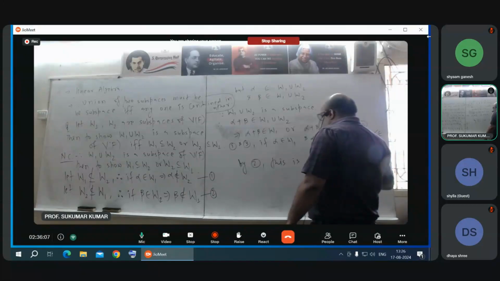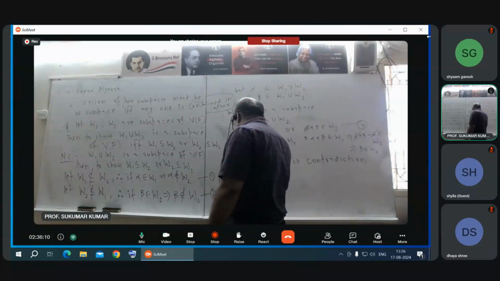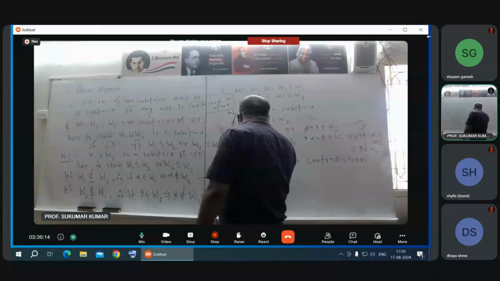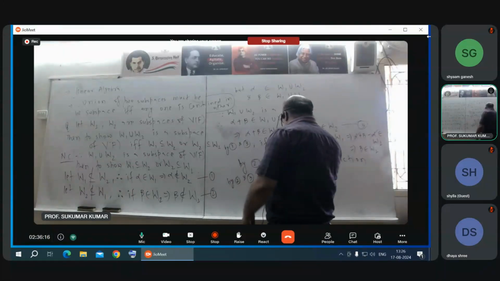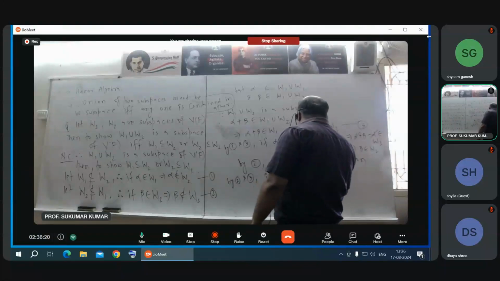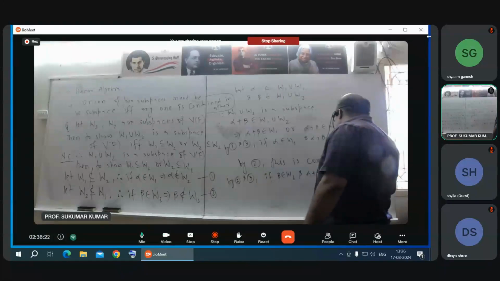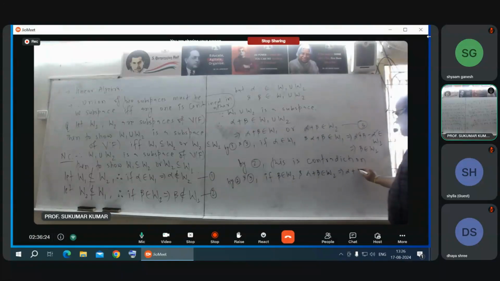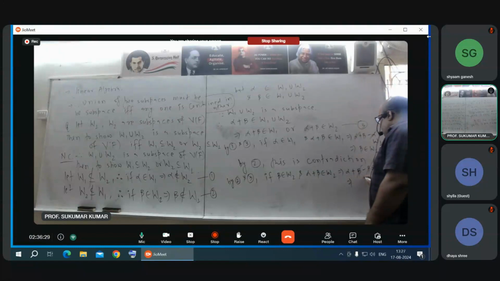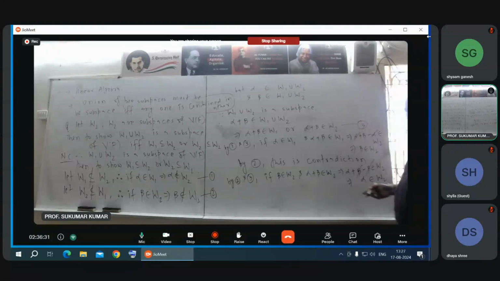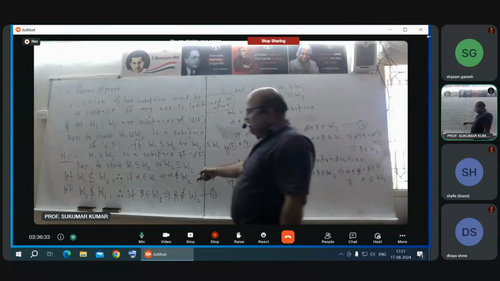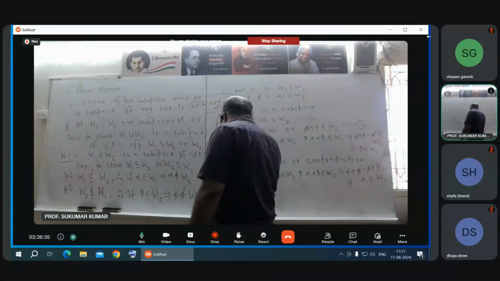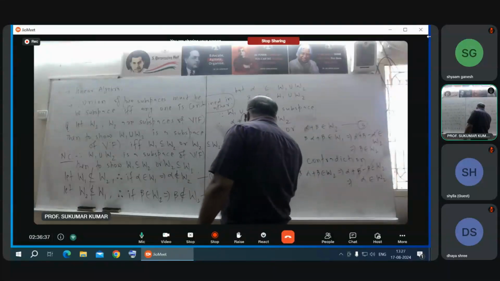The same we will use now by equation 2 and 3. If beta belongs to W2 and alpha plus beta belongs to W2, then similarly alpha plus beta minus beta belongs to W2. So alpha belongs to W2. But alpha does not belong to W2. So by equation 1, this is a contradiction.